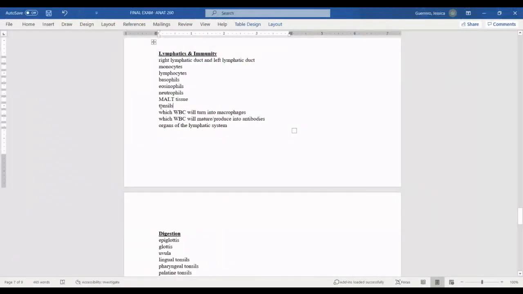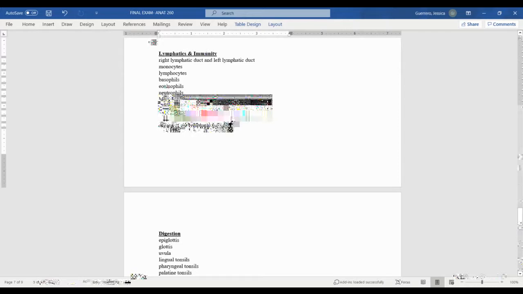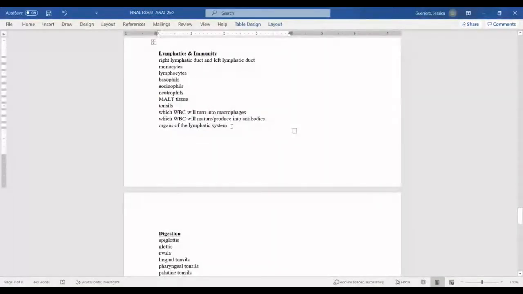MALT tissue, so MALT is mucosa-associated lymphoid tissue. Know what that is and where you can find it. Tonsils, know the different types of tonsils and their location. This will take us back into week 8, which white blood cells will turn into macrophages and which white blood cells will produce antibodies. And also be familiar with the organs of the lymphatic system. And I said this in week 8, but just to review that, some of those organs may also just be glands. So it may not say organ, it may say gland.